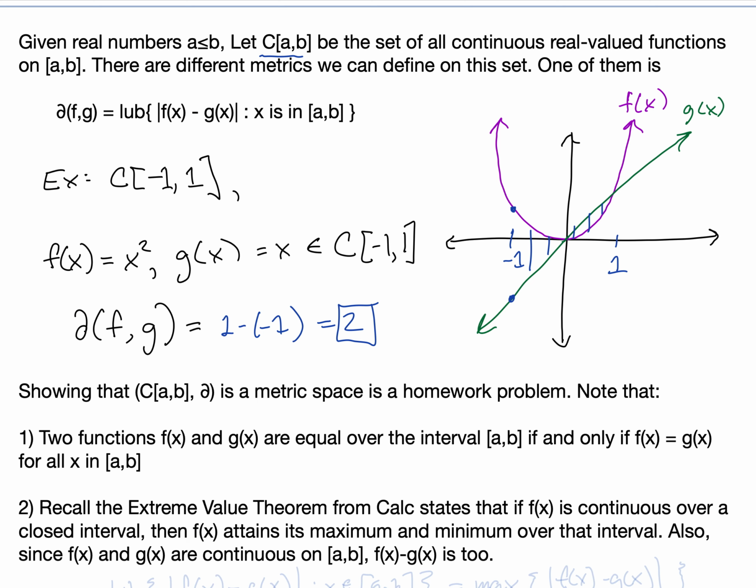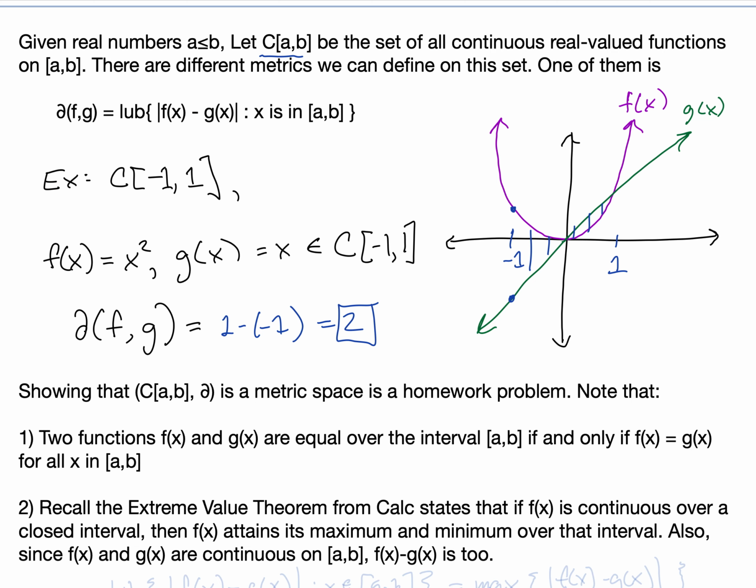So showing that this is a metric space is a homework problem, and there's 2 things to note in doing this. One is just, what's the definition of 2 functions being equal? f of x and g of x are equal over the closed interval [a,b] if and only if f of x and g of x are equal for every value of x in that closed interval. So we actually don't care about what the functions are doing outside of that interval. They are equal in the set if they are equal over that interval.